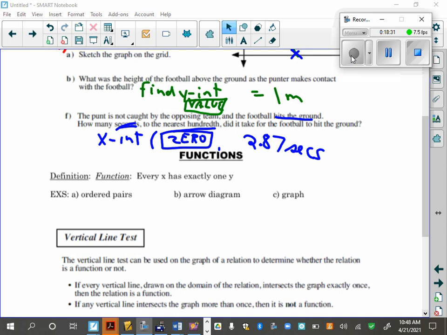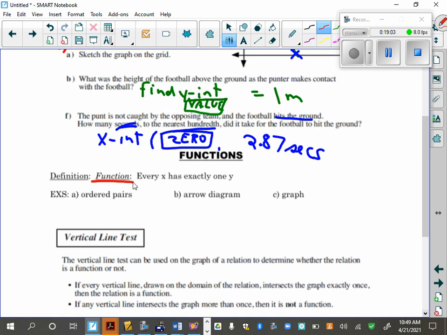So, first of all, make sure you know the definition of function for the rest of your life, especially on your wedding day. Every x has exactly 1 y, not vice versa. So if you are looking at a mapping diagram or even a graph, you're asking, does every x have exactly 1 y, not vice versa? Every x has exactly 1 y. It can be the same y.